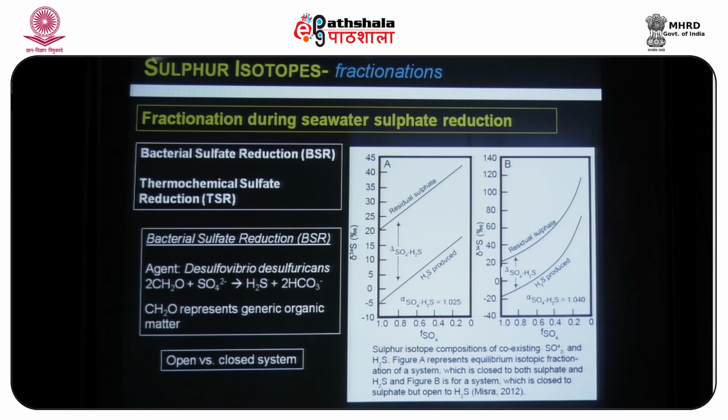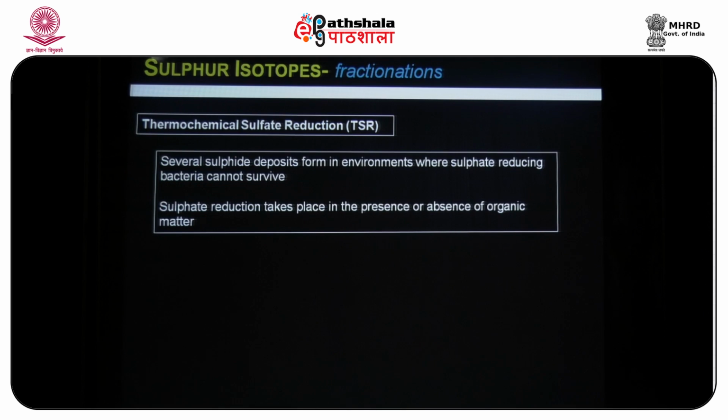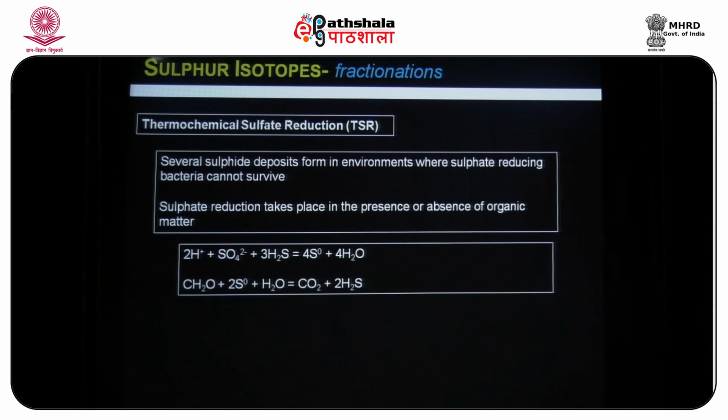There is another process known as thermochemical sulfate reduction. In fact, there are many old deposits where there is evidence that bacteria did not operate. Sulfate reducing bacteria operate mostly in the temperature range of 20 to 40 degrees centigrade, but there are many deposits which form at much higher temperatures where bacteria cannot survive. So, sulfate reduction in those cases takes place by inorganic processes, but in the presence of organic matter, which helps in the reduction of the sulfates.